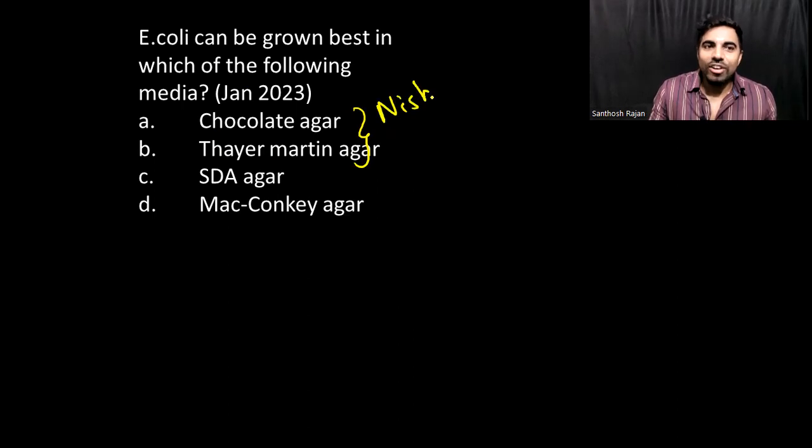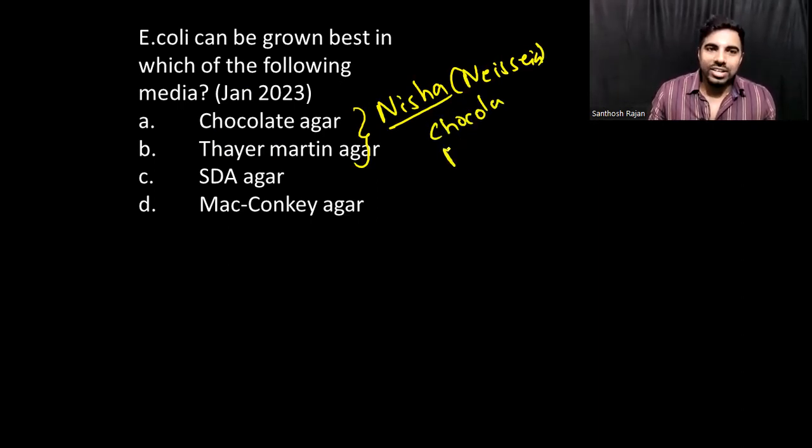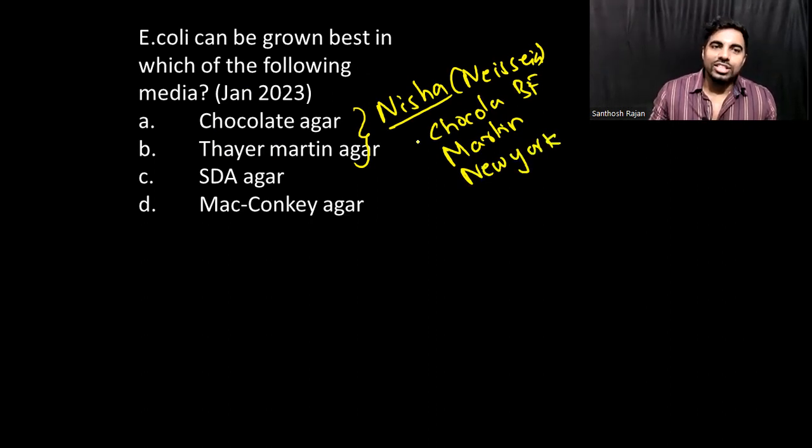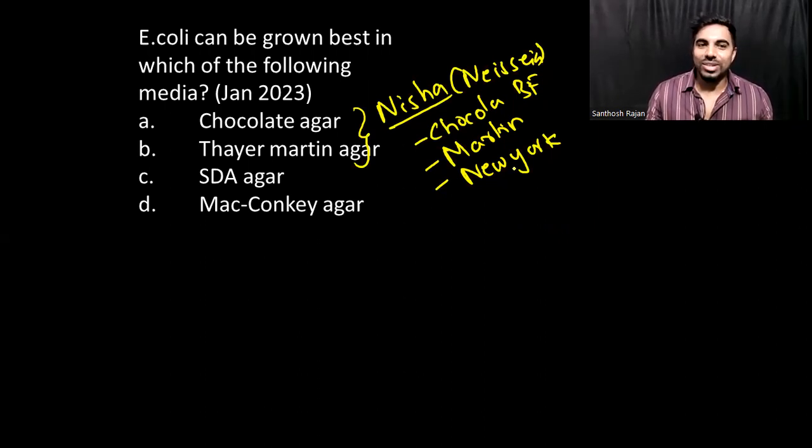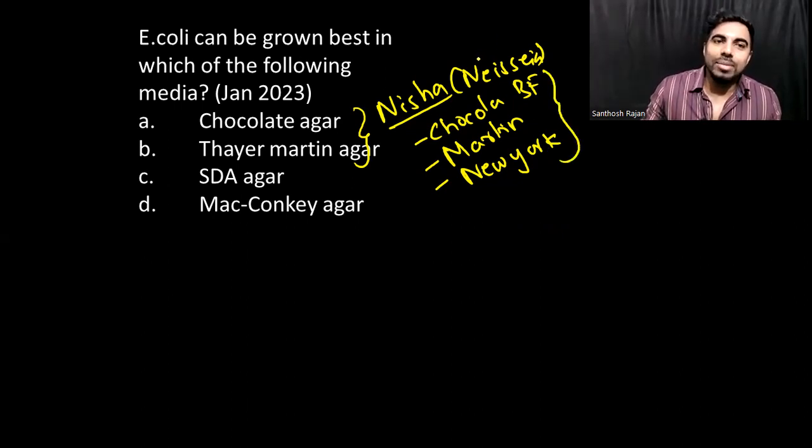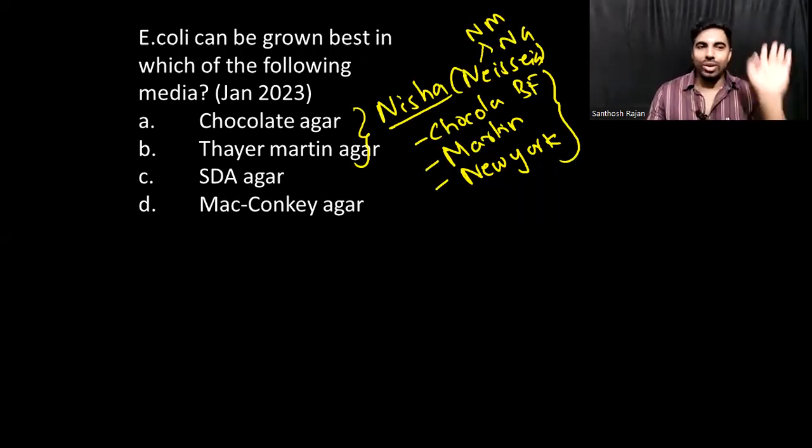Neisseria. Nisha's boyfriend, Nisha Nigeria. She has a chocolate boyfriend, Martin from New York. She's very lucky. Chocolate agar, Thayer-Martin. Thayer-Martin is the modified New York media, one more media. So this is all Neisseria. What can Neisseria cause? It can be Neisseria meningitidis or Neisseria gonorrhoeae. So there is no link here.